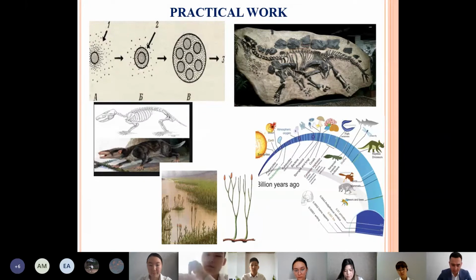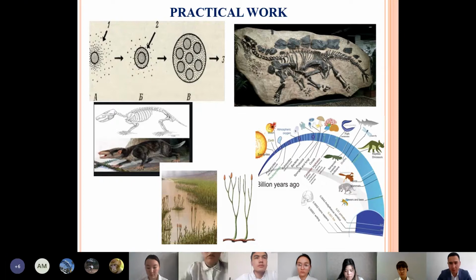The next task. Practical work. Who did the practical work, guys? Would you like to talk to me about it? About the first picture. For example, Mulder. What do you think? Are you ready? Yes. Okay, let's start, please.